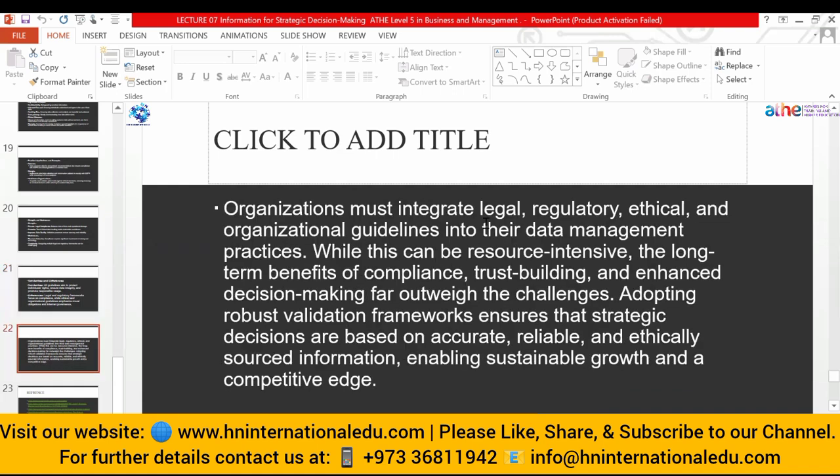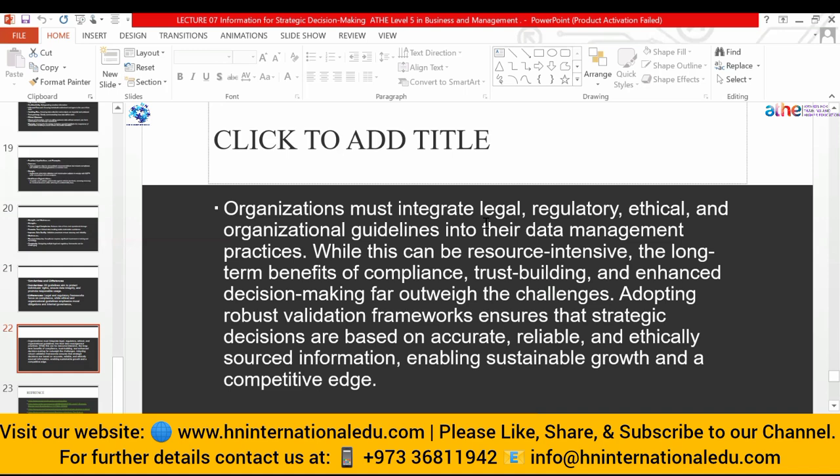Concluding, organizations must integrate legal, regulatory, ethical, and organizational guidelines into their data management practices. To make sure everything goes fine, we need to integrate these. While this can be resource intensive and expensive, the long term benefits of compliance, trust building, brand reputation, and enhanced decision making outweigh the challenges. Why? Because when you're spending a lot, definitely one day you will get the fruit of it.